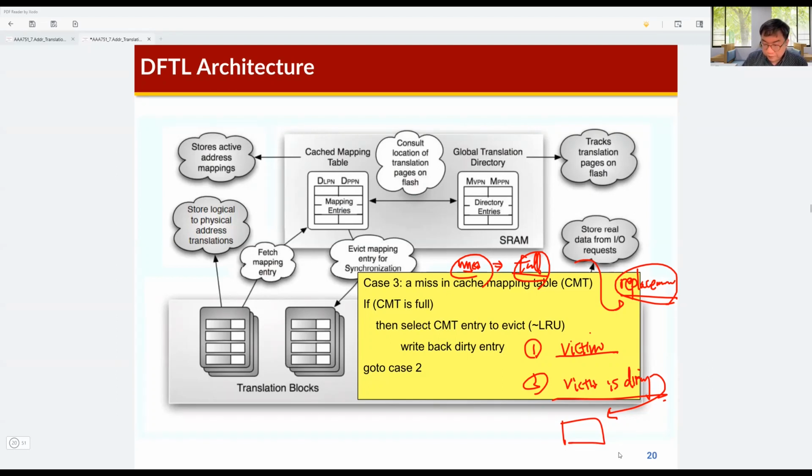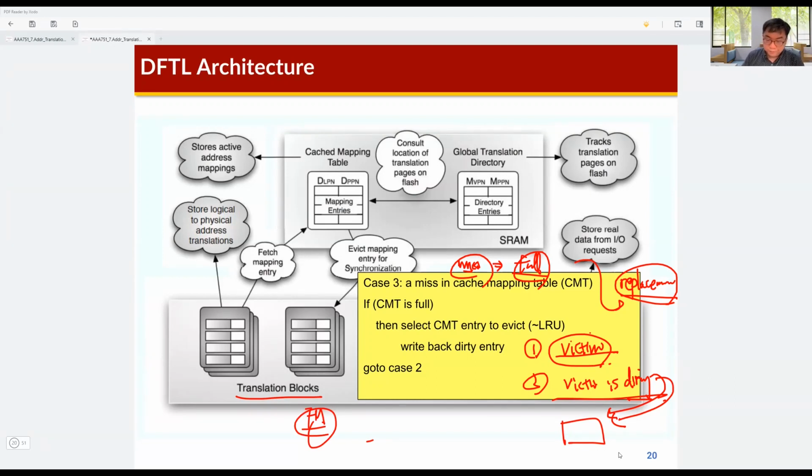So it's the same for this cached mapping table. In the cached mapping table, when this table is full, that means first we need to select a victim, and then if the victim is dirty, this information should be updated to the translation blocks, so on the flash memory. Okay.